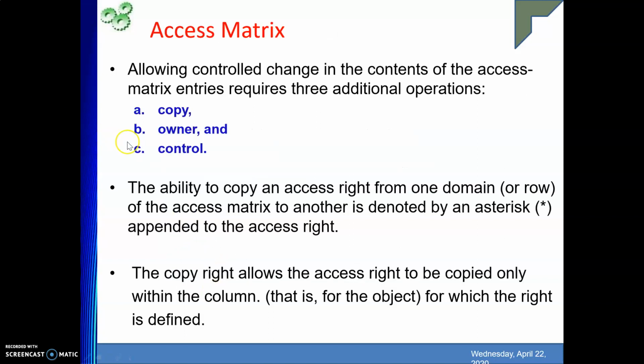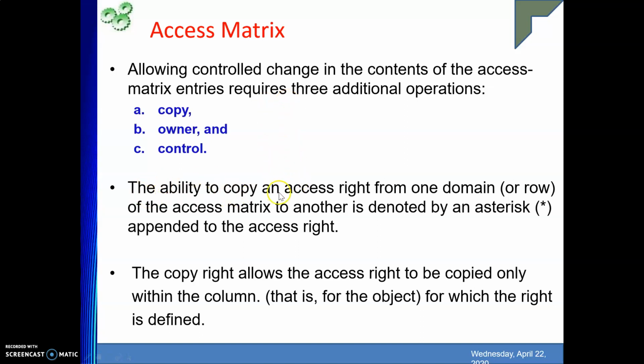First, coming to the copy, owner and control rights. Allowing controlled change in the contents of access right entries requires three additional operations. These are the ability to copy. First is the copy right, as the name says. This copy right is applicable on a column, that means on an object.